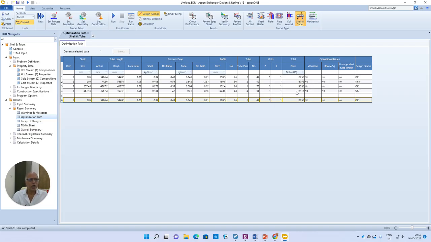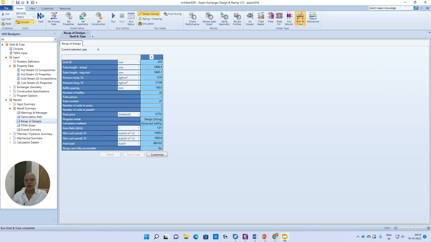Now, it was also able to estimate the cost of these exchangers, 4 different designs, and suggest the minimum cost exchanger as the final design. This is what is meant by optimization, right? So $12,755 has been computed. Now you can also look at the recap of designs. So whatever is the exchanger that is costing the minimum is automatically selected as the final design.